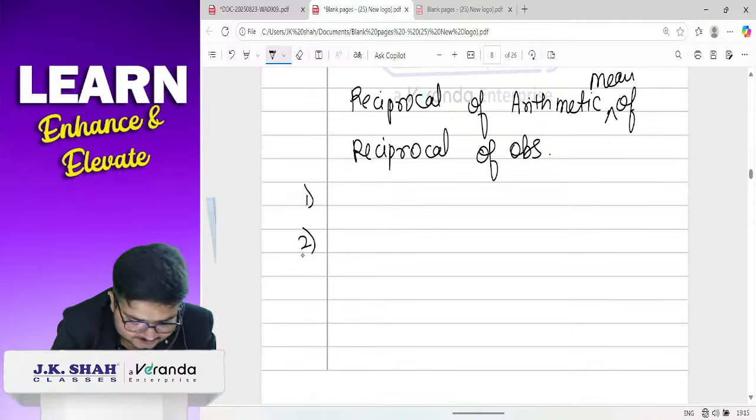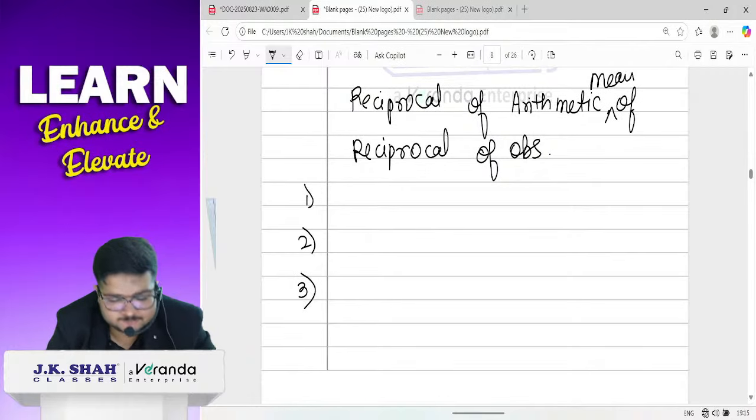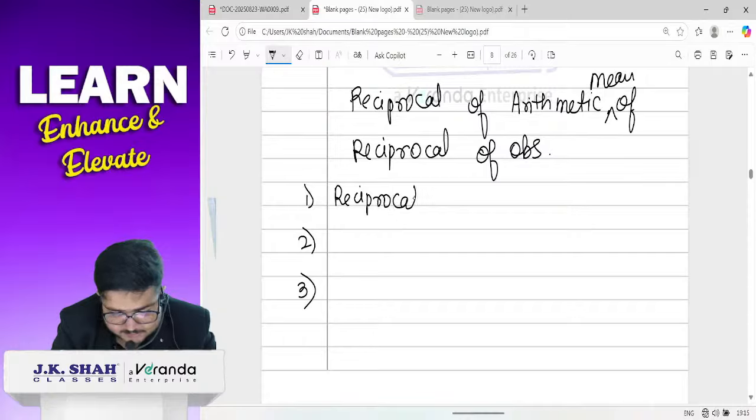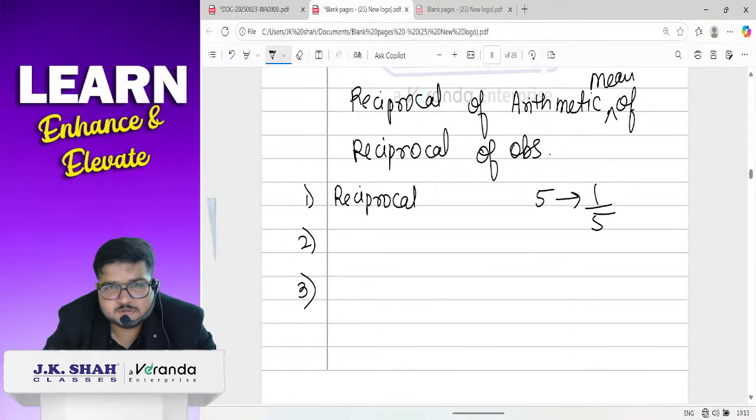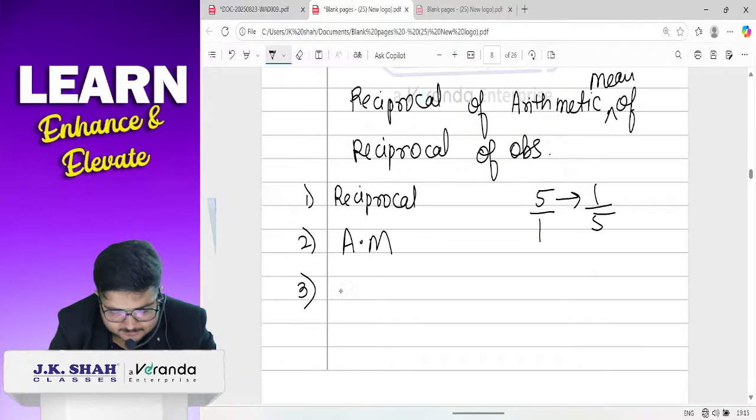There are 3 steps in this solution. First, you have to do reciprocal. You know why? You know, right? What is reciprocal? The reciprocal of 5 is 1 upon 5, you just have to do ulta. Reverse the number. If it is 5 upon 1, it is 1 upon 5. So first step, reciprocal, then find out arithmetic mean, then again do reciprocal.